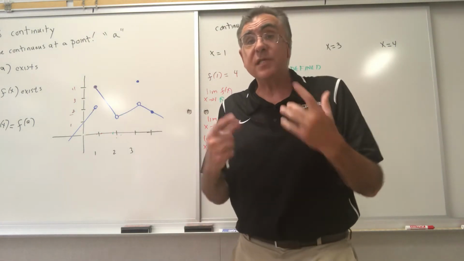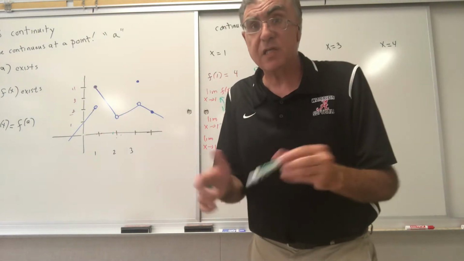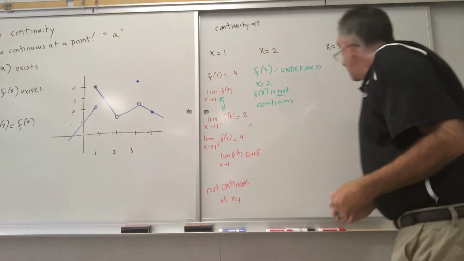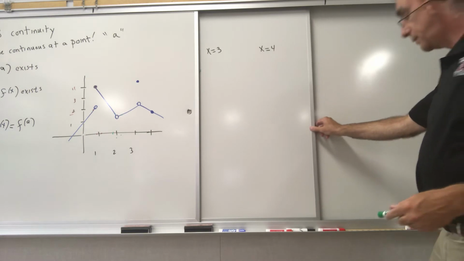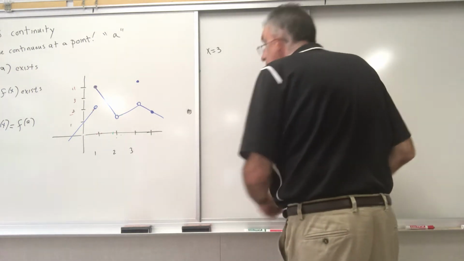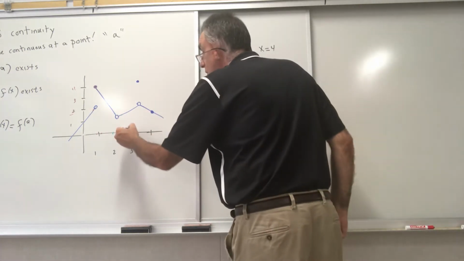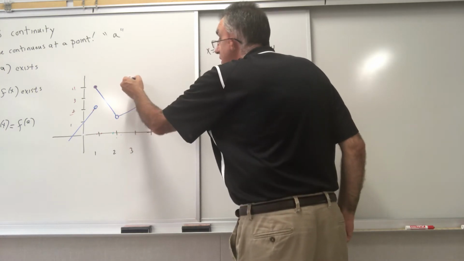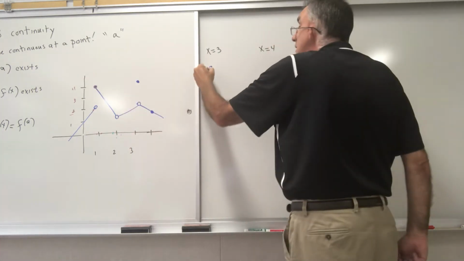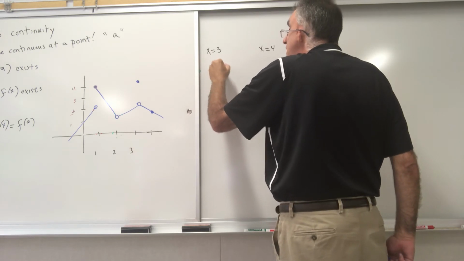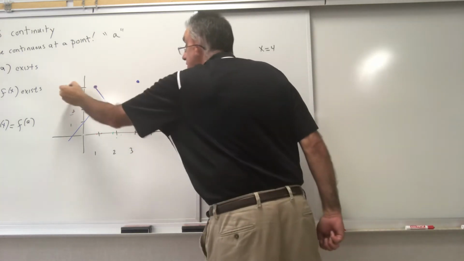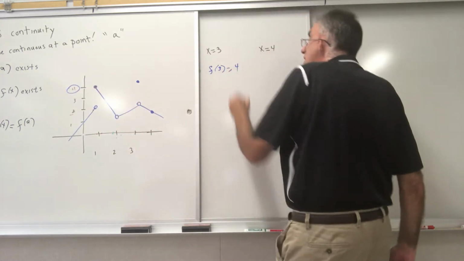Now, the third one is the most difficult one for students. Third one here. When I look at this one here, notice that when I put 3 in, 4 comes out. So it has a function value. When I put 3 into the function, 4 comes out. So the y value is 4.